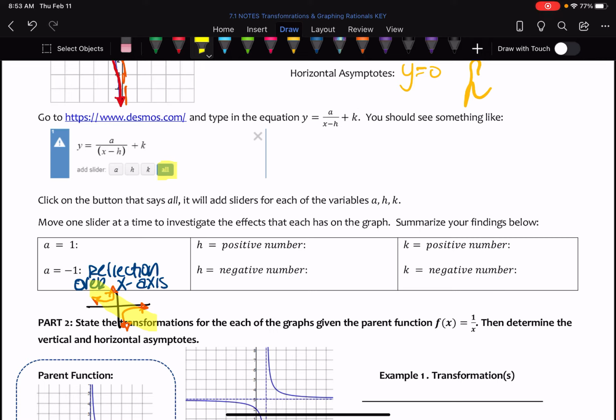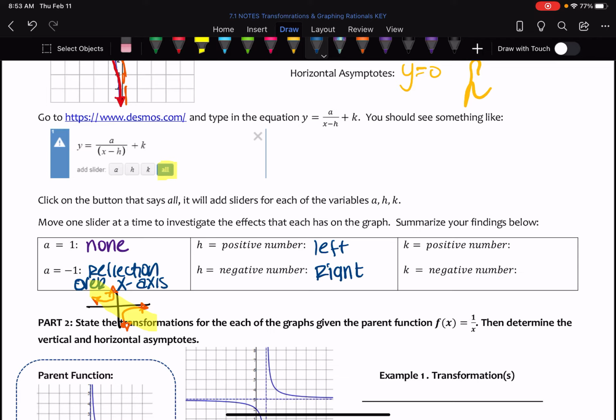I'm going down from left to right, okay? If A is 1, we're going to say that is no transformations or none. All right, let's go to my horizontal. That's why it's H, horizontal shift. If I have a positive number, I'm actually going to be going to the left. And if I have a negative number, my function goes to the right.